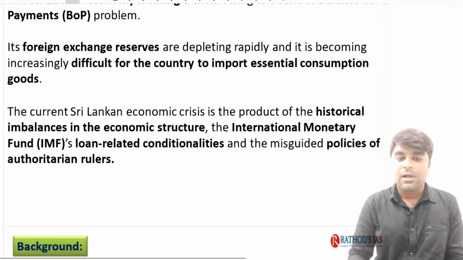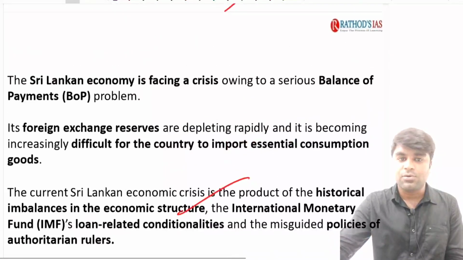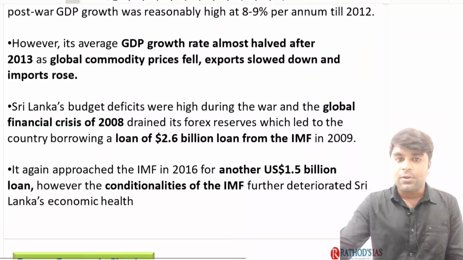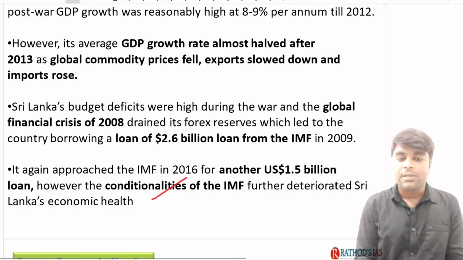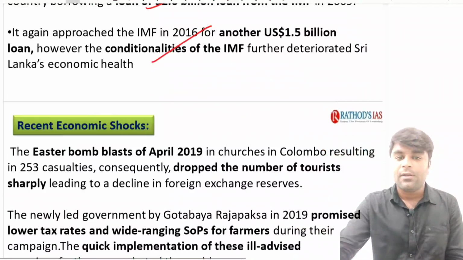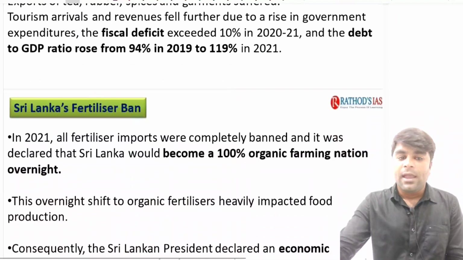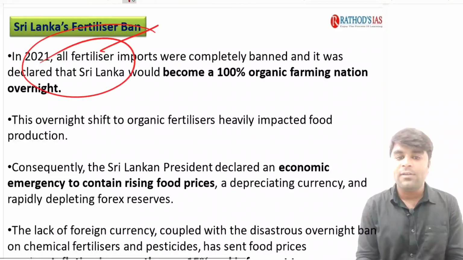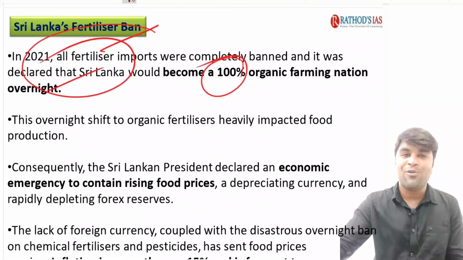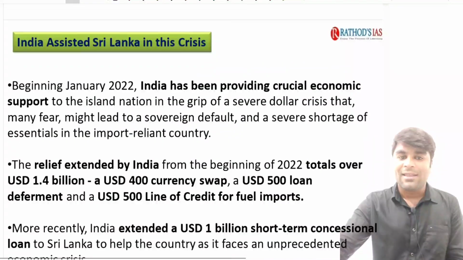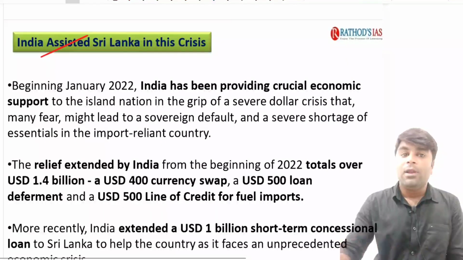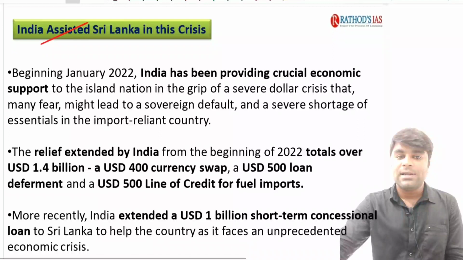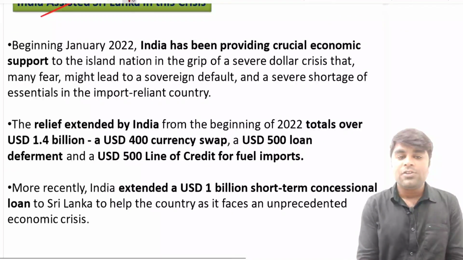Right? Now this is all about what we have discussed. Just go through this, you can pause it and go through it. These are the technical details about the loans and everything. We see the Sri Lankan fertilizer ban is the main triggering point, becoming 100% organic overnight, which is not at all possible.